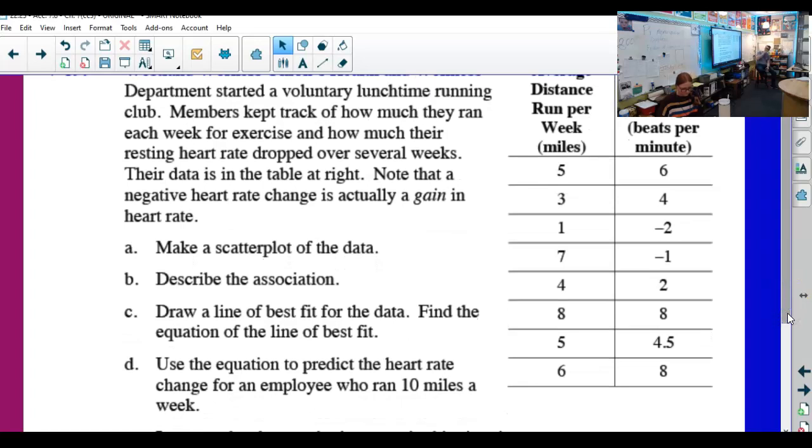Negative heartbeat. So, change. Heart rate change. Okay, good. Right? Good. So, bring it back.